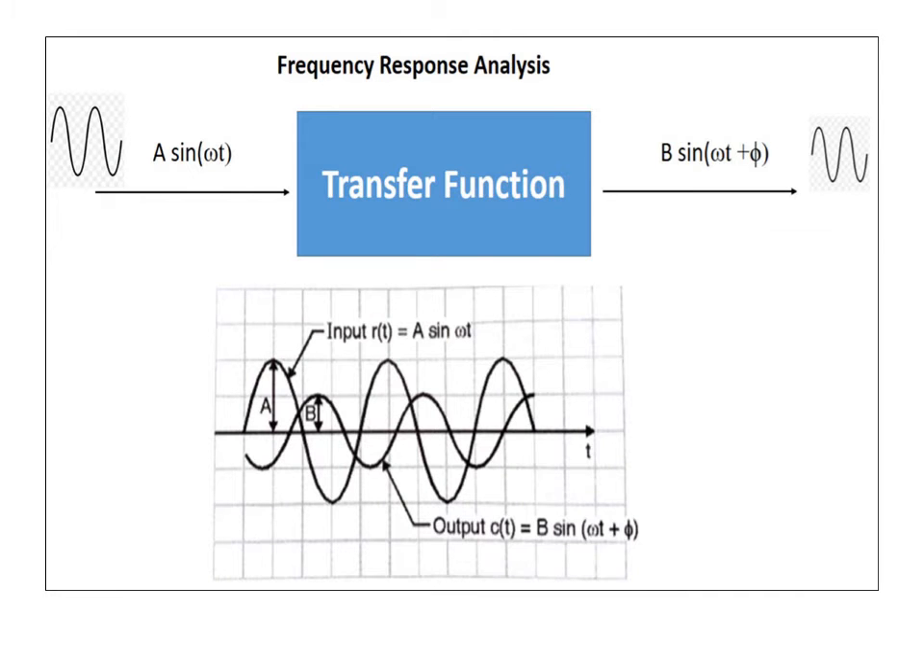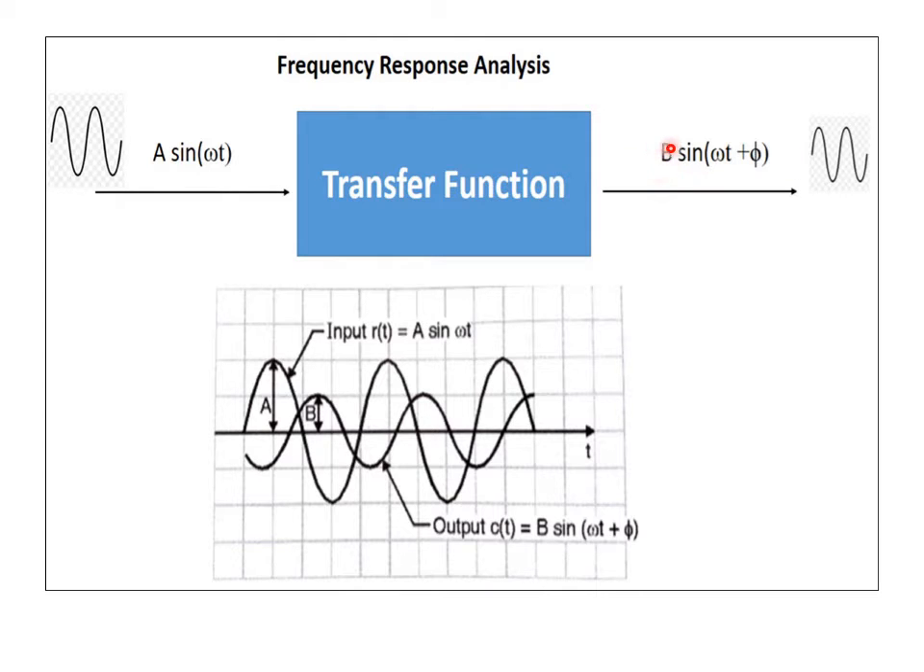Then coming to the frequency response analysis, let us say a system is having a certain transfer function. The system is having the input in the frequency form. So a represents a sin omega t. The signal is having a sin omega t as the input. The output may be in this particular form.